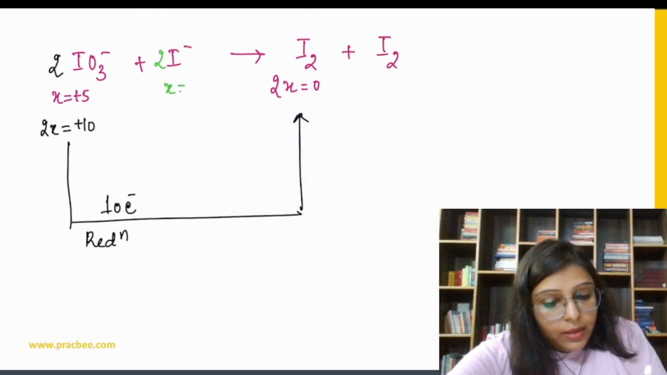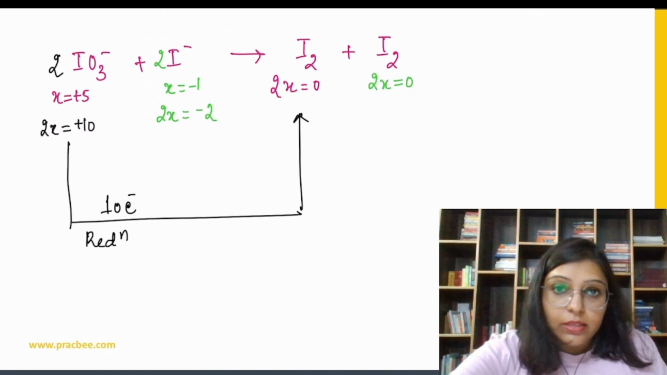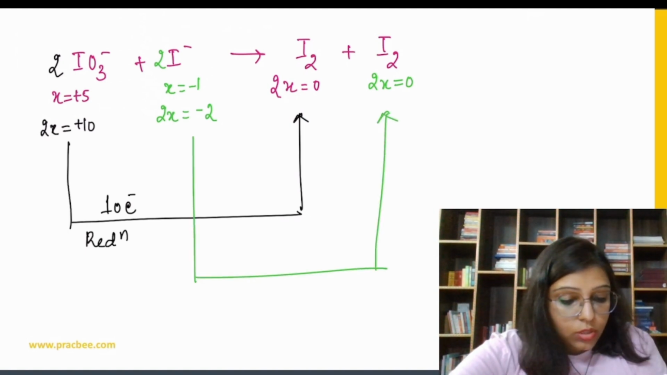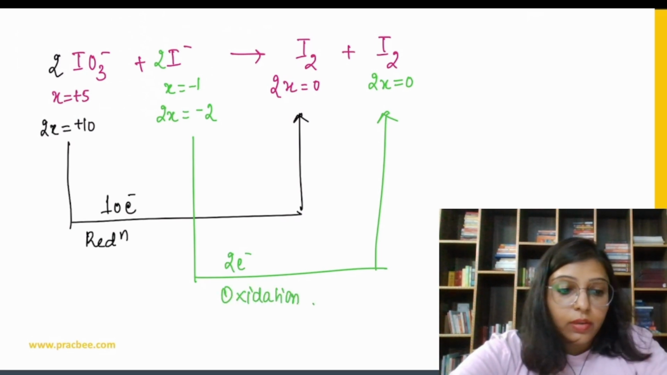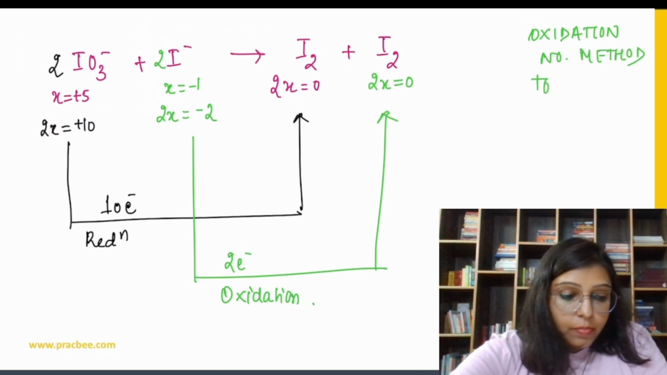So for x it is -1, but with respect to 2 iodine atoms it is -2, and here with respect to 2 iodine atoms it is 0 oxidation state. So it goes from -2 to 0, so there is a change of 2 electrons, and this is called oxidation. Now I am using the oxidation number method to balance.